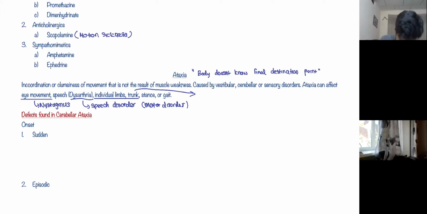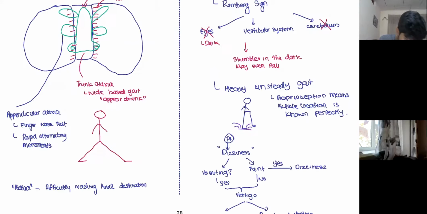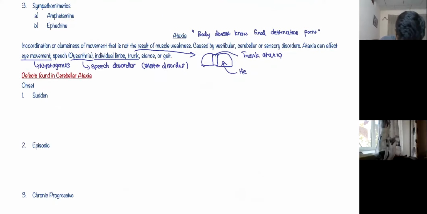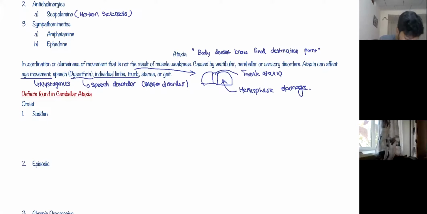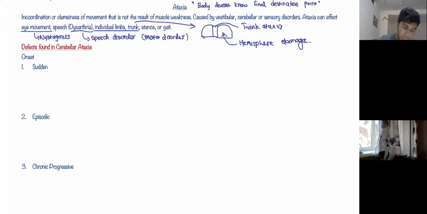This I explained. If it is in the vermis, it is trunk ataxia. If it is in the limbs, it is hemisphere, or there was another word, appendicular ataxia. I just know it as hemisphere damage. You can write it as appendicular ataxia, or you can just remember it as hemisphere damage. Now the question is, what causes damage to the cerebellum?